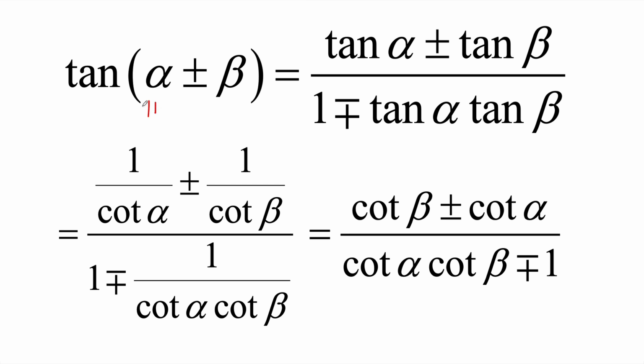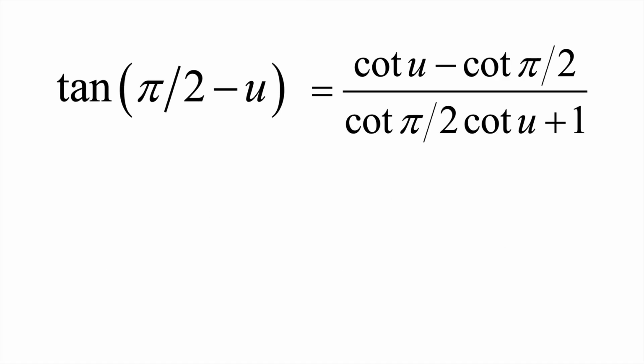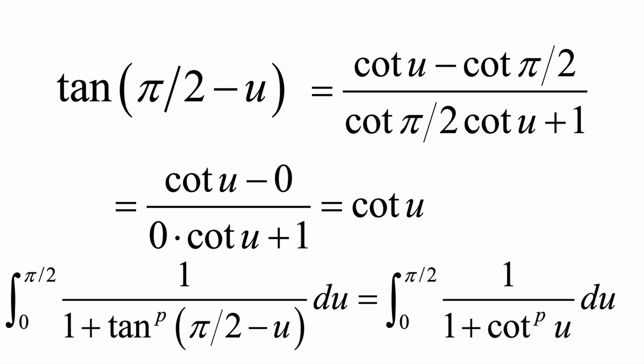We are about to use this identity where we replace alpha with pi over 2 and beta with u and use the minus sign version. Doing so gives that tangent of pi over 2 minus u equals cotangent of u minus cotangent of pi over 2, all divided by cotangent of pi over 2 times cotangent of u plus 1. Cotangent of pi over 2 is 0, and this then simplifies to cotangent of u. Because of that, our integral can be rewritten in this way, and that essentially finishes what we wanted to do.